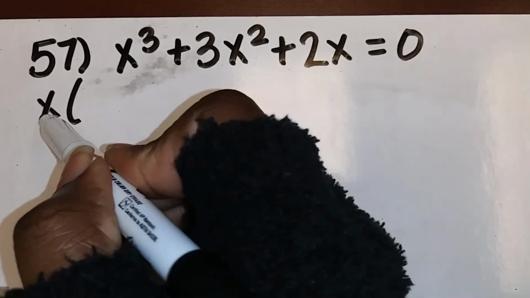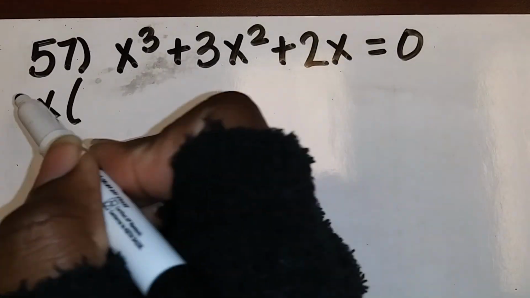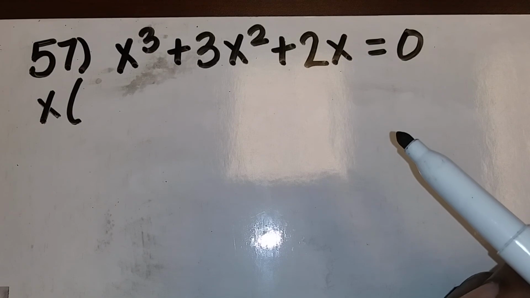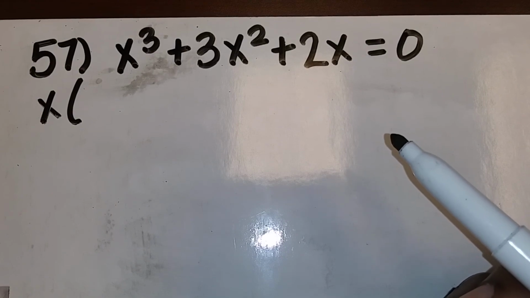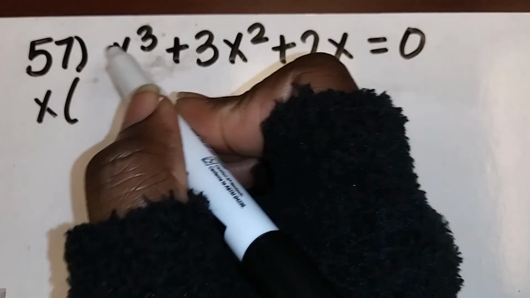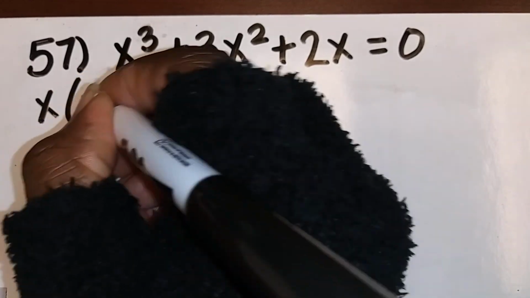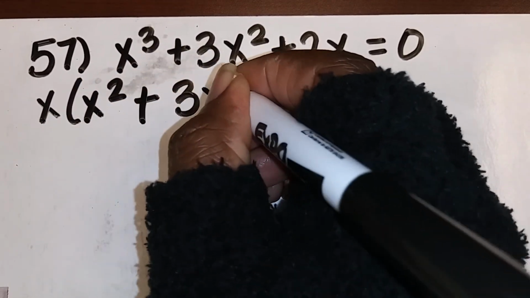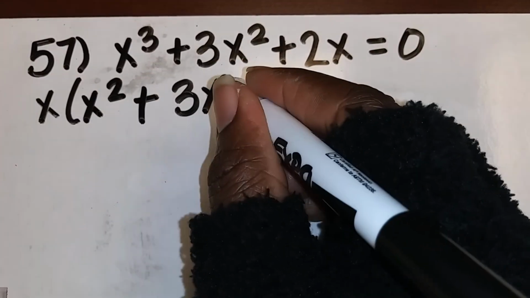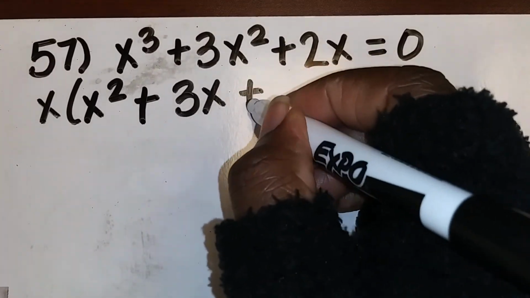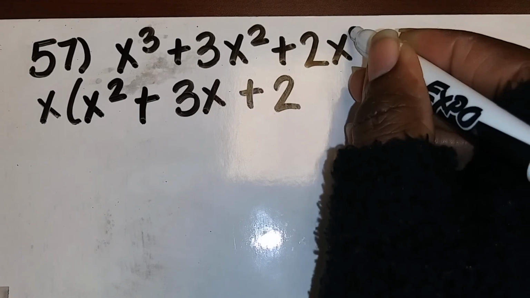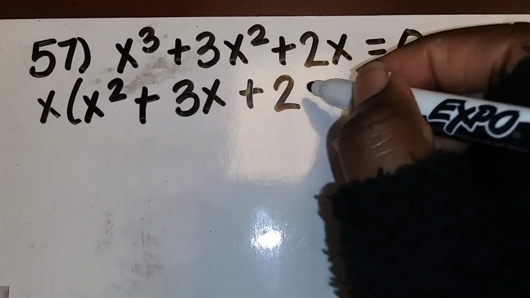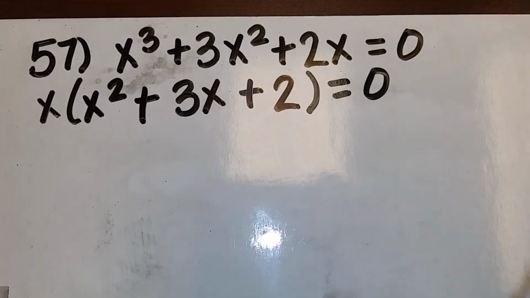I'm going up, down, up, down, up, down. So we are dividing. When dividing, you subtract the exponents. 3 minus 1 is x squared plus, bring down your 3, bring down your x. 2 minus 1 is 1 plus, bring down the 2, 1 minus 1, no x, equal 0.